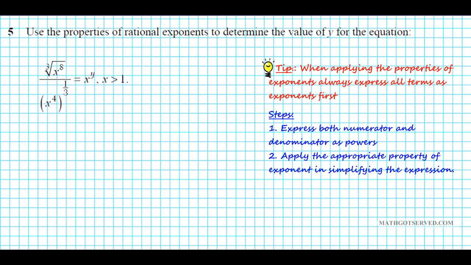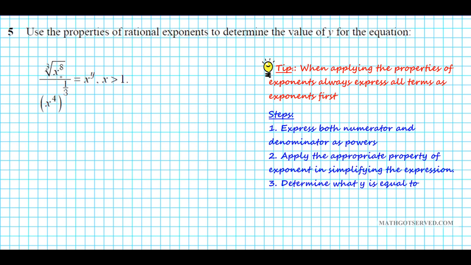Okay. All right. So steps. We're going to express both the numerator and the denominator on the left side as rational exponents. And then we are going to apply the appropriate property, namely the quotient property of exponents here, to simplify it. And then lastly, upon simplifying the left side, we're going to see what the value of y is. What is the power of x on the left side? That is what y is going to be equal to. Okay? All right, so let's go ahead and get started.